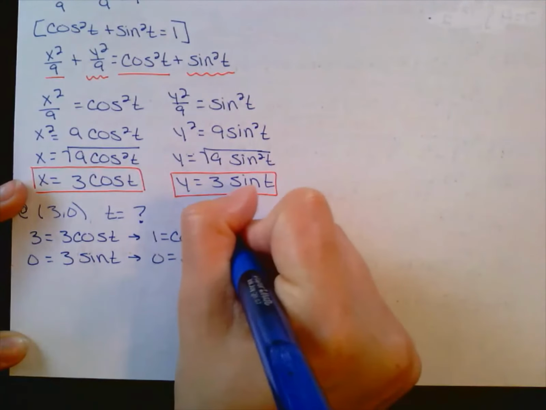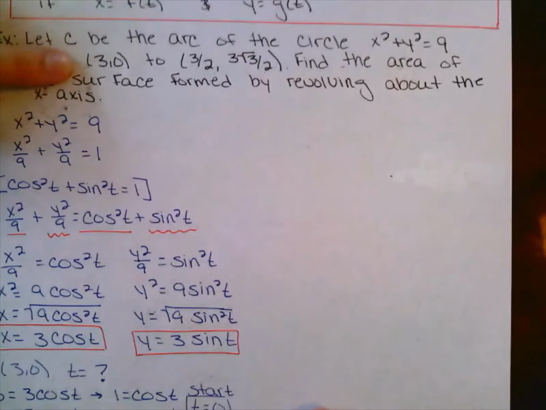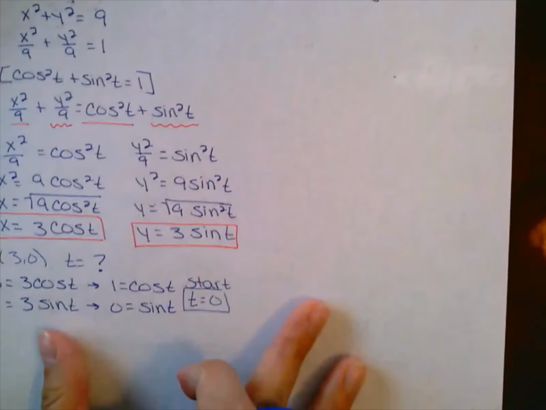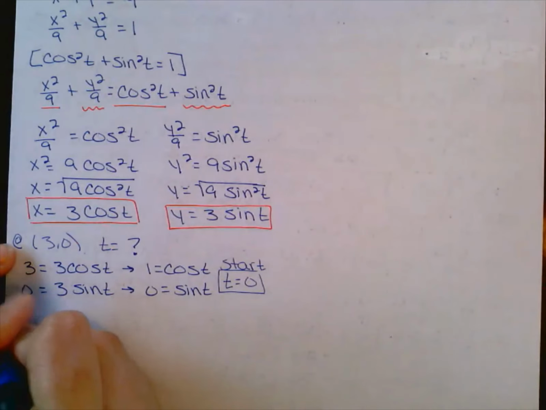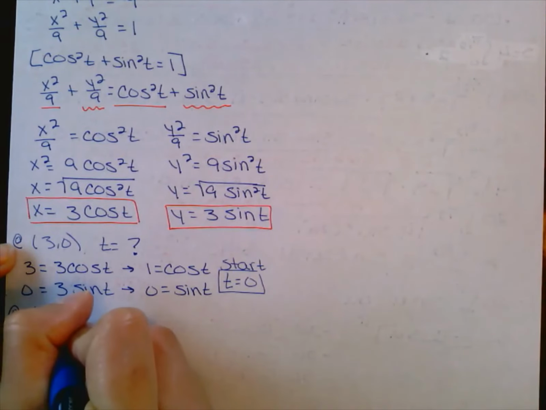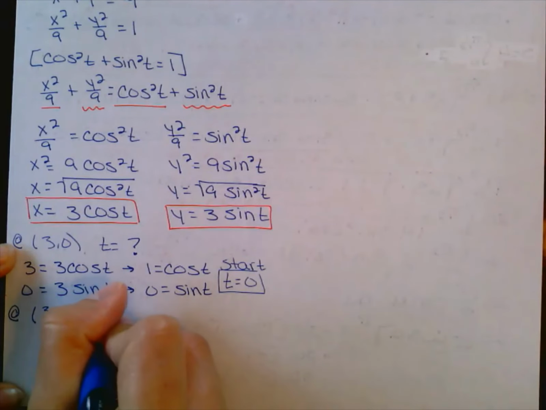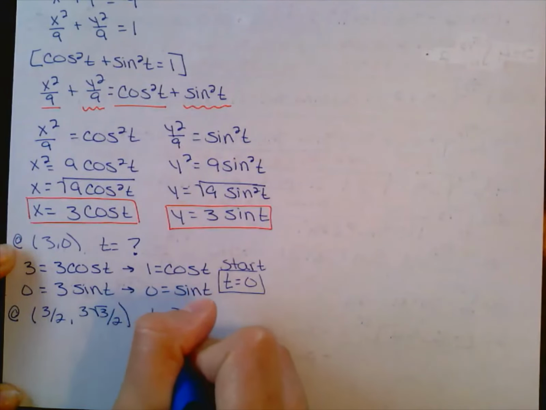And this is going to be my start, right? Because up here in the given, it said that's where we were starting. So that's going to be my a, okay? So coming back down, I'm going to do the same thing for the endpoint. The endpoint was 3 over 2, comma 3 square root of 3 over 2. And I need to find what the t is.